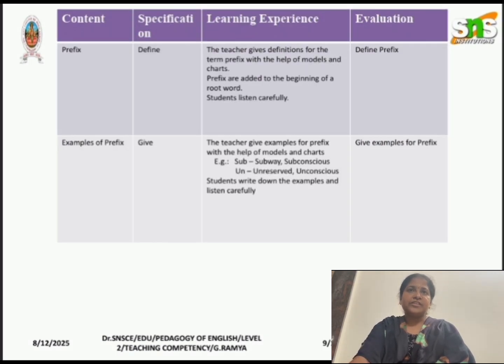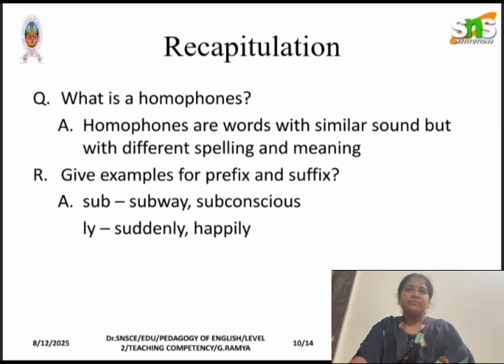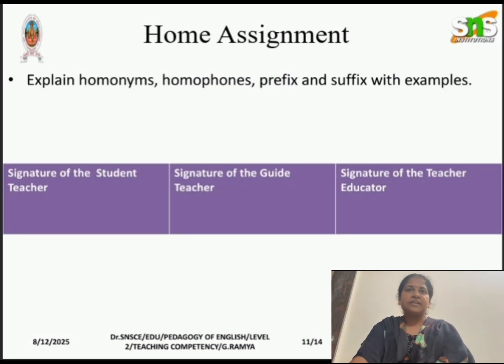Next comes the prefix and suffix. The same way you can write in content, specification, learning experience and evaluation. So these are the things you can write for the lesson plan. Then comes the recapitulation. Recapitulation is nothing but the recap of the particular topic. Then comes the home assignment.